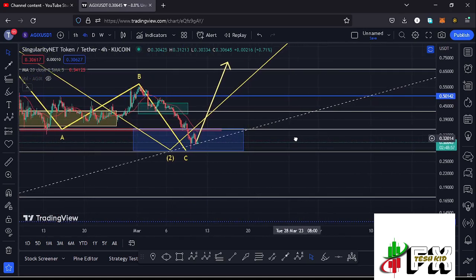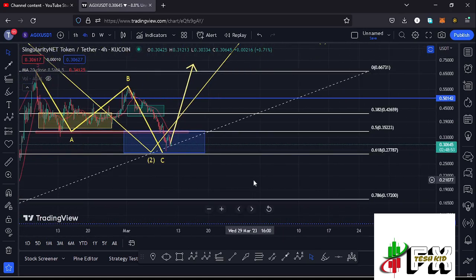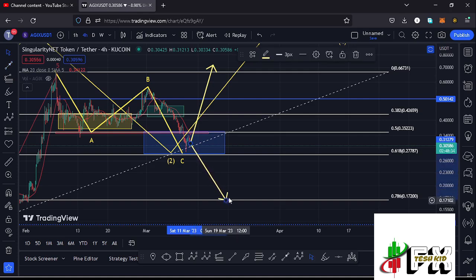And in case the breakdown continues, then I'll be watching our next key area on the Fibonacci's, which is the fib level 0.618, which perfectly lies at around the $0.27787 mark. And in case the breakdown continues and we lose that key area of support over here, then there are chances that AGIX might continue seeing the breakdown to the lower side to our next key area on the Fibonacci's, which is the fib level 0.78, which perfectly lies at around the $0.172 mark.